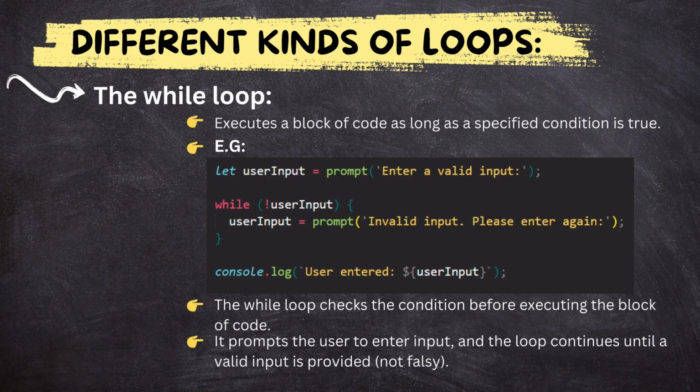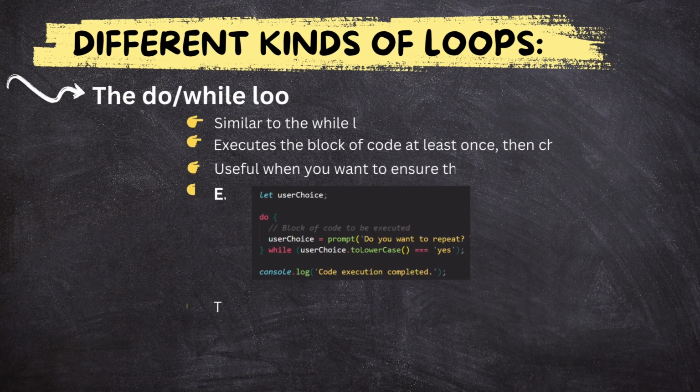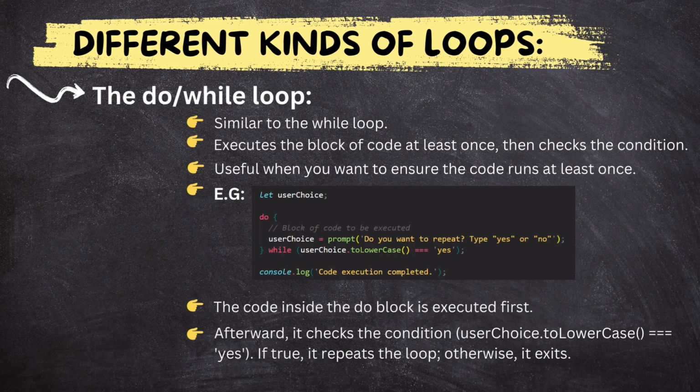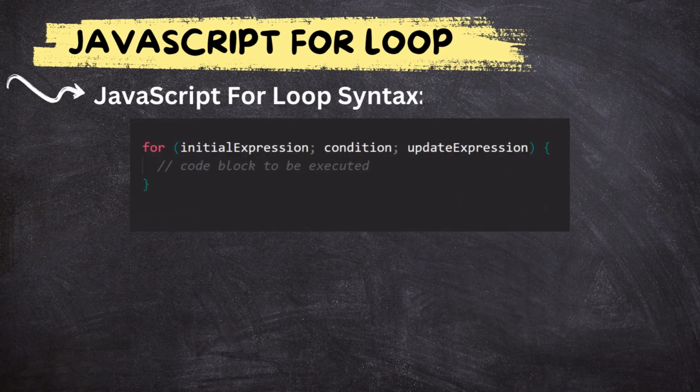Now at last, we have the do while loop. This loop is similar to the while loop, except that it executes the block of code at least once before checking the condition. For example, we can use this loop to run a code and then ask the user if they want to repeat it. And these are the different kinds of loops that JavaScript supports. We will cover them in more depth in future videos. But for now, let's focus on the for loop and see how it works and how to use it.